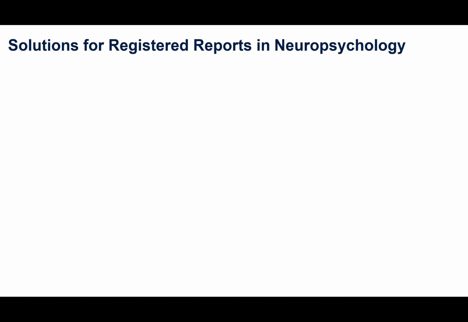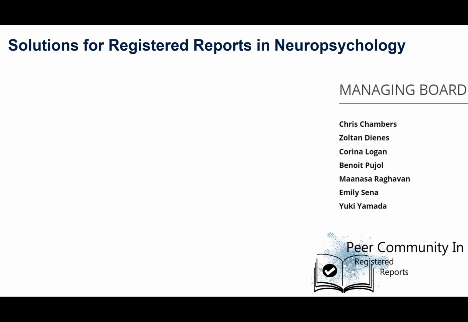Well, fortunately, we don't really need to invent any new wheels, because the groundwork has been well laid by the wonderful platform of Peer Community In Registered Reports. Two of our speakers today are on the founding board of PCIRR, and Karina Logan will be telling you much more about this platform in her talk. It's an academic-run, journal-independent, non-profit platform for the review and editorial recommendation of stage one and stage two registered reports. And the default criterion for PCIRR is that scientific quality is what matters.